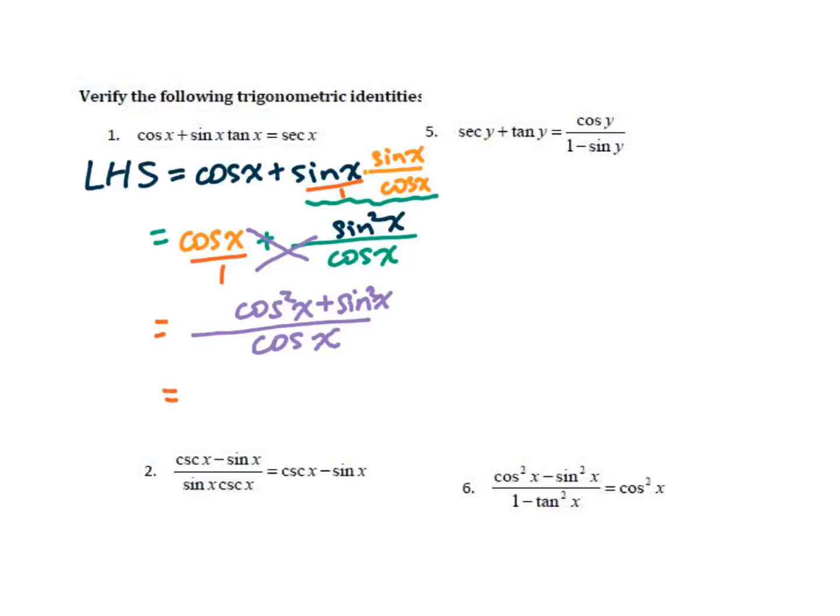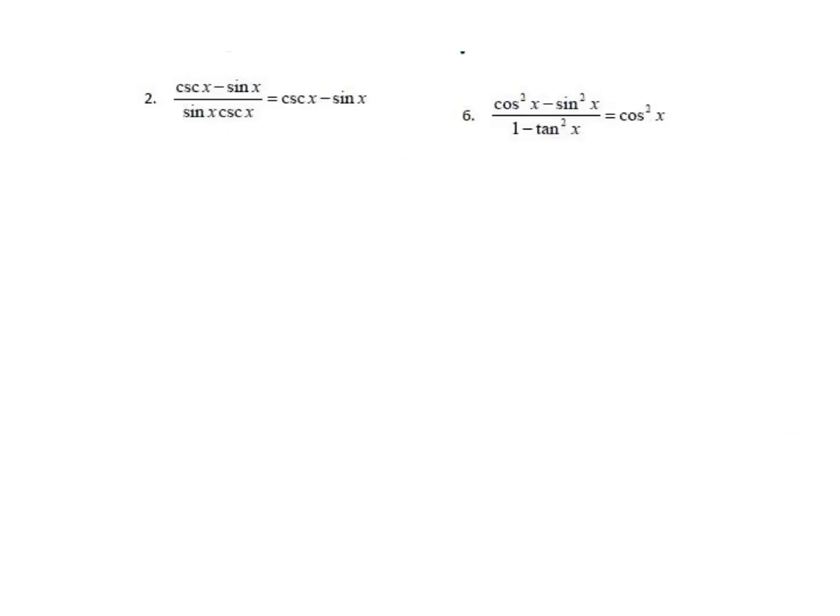We know cosine squared x plus sine squared x is equal to 1. So we got 1 over cosine x. That's equal to secant x. That's the right-hand side. So we finish this proof. Now let's go to number 2.